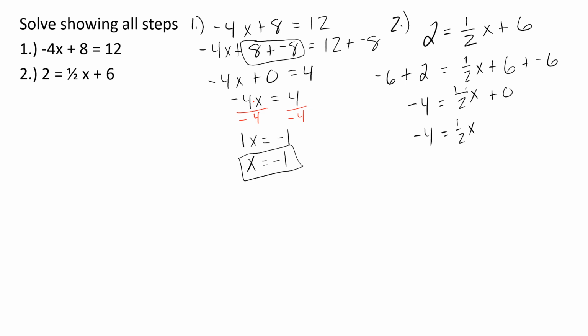Now over here, we will use multiplying by the reciprocal. If I want to undo this multiplication, it is a little bit tight, so I'm going to rewrite it. I wouldn't normally rewrite that. I am going to multiply by the reciprocal, 2/1, and I have to do the same thing to both sides. 2/1 times negative 4 is negative 8.